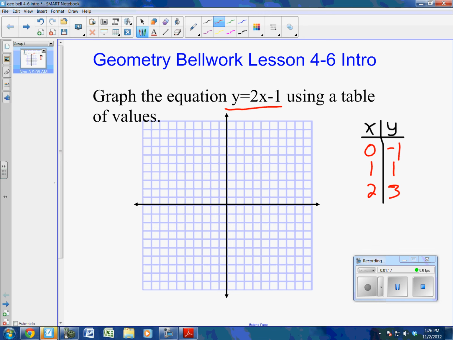So we're going to graph these points. 0 comma negative 1 would be right here. 1 comma 1 would be right here. And 2 comma 3 would be right here. And they make that line, okay? So we're going to graph that equation. And there is our line made by that. Any questions? Okay, this is going to lead us into our discussion of what we'll be talking about today.